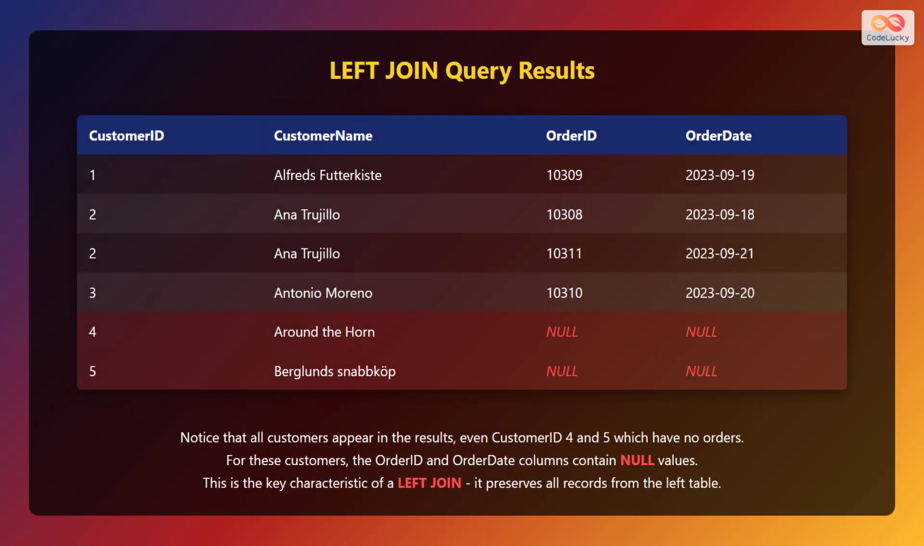Now let's examine the results of our left join query. You'll see all customers listed, including those without any orders. For customers with orders, you'll see the corresponding order ID and order date. However, for customers like Around the Horn and Berglund Snabkop, who have no orders, the order ID and order date columns display null. This is the key characteristic of a left join. It preserves all records from the left table.